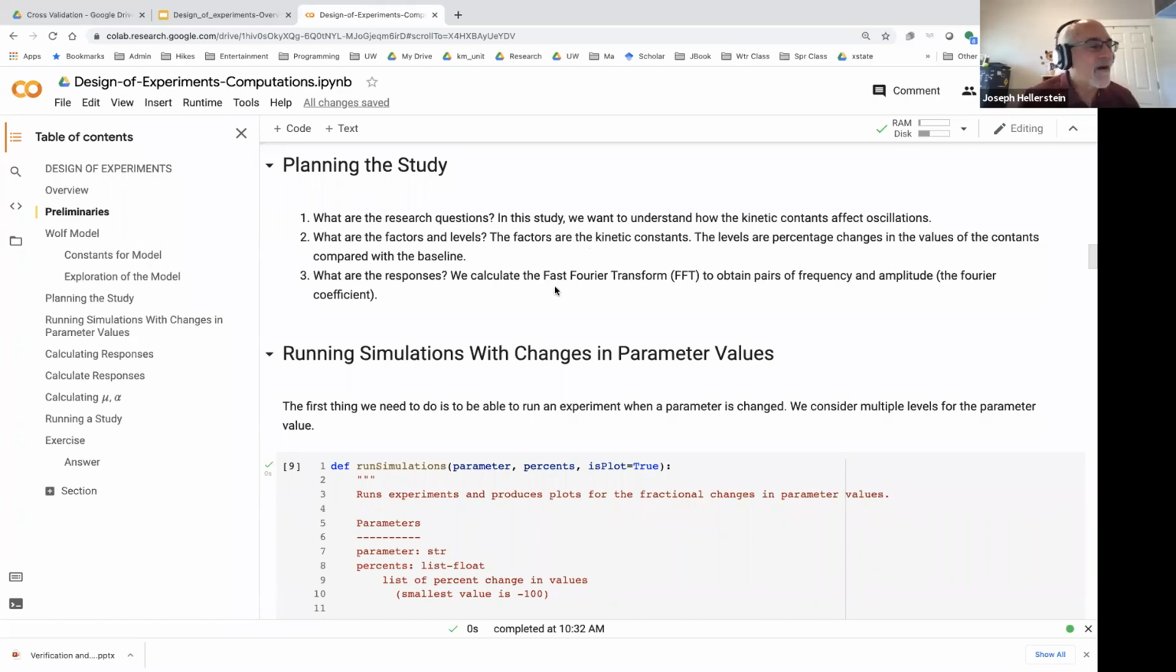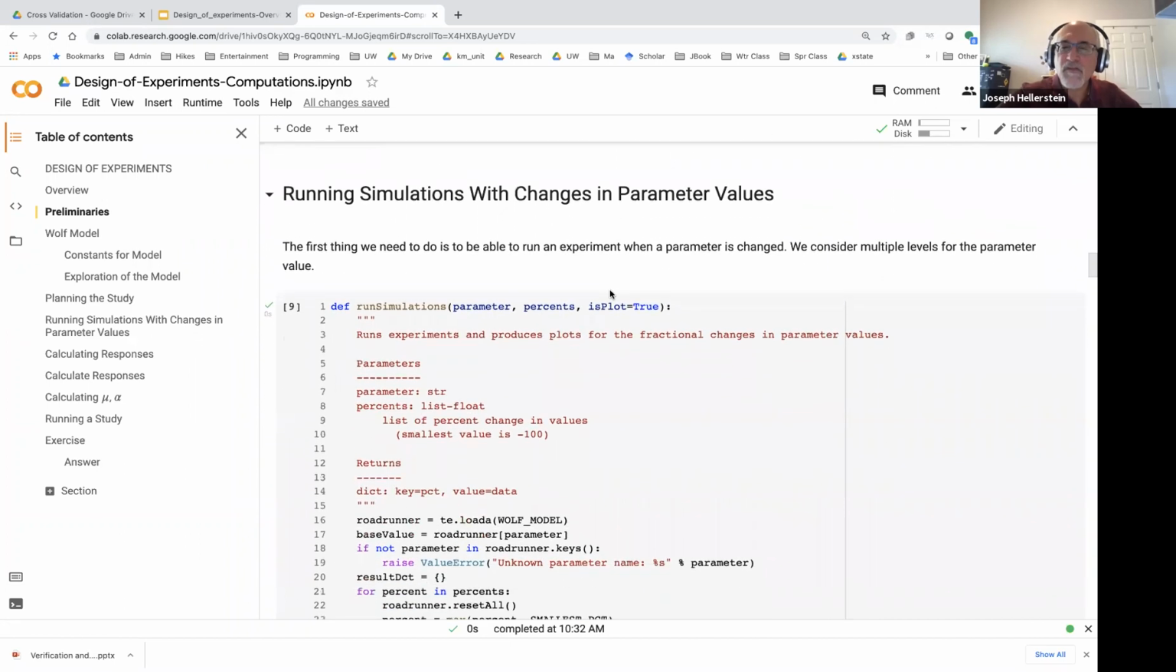So the next question is, what are the responses? Well, the responses are going to be the frequency for a metabolite. Each metabolite would have its frequency. I'm going to focus on glucose just so that I only have one value to look at. So I'm looking at the frequency of oscillation of glucose after the initial transient. That's going to be my response, which means I have to calculate something that gives me that. I use the fast Fourier transform. I'm not going to have time to go into details about how this is calculated. You'll just know that this is a measure of frequency.